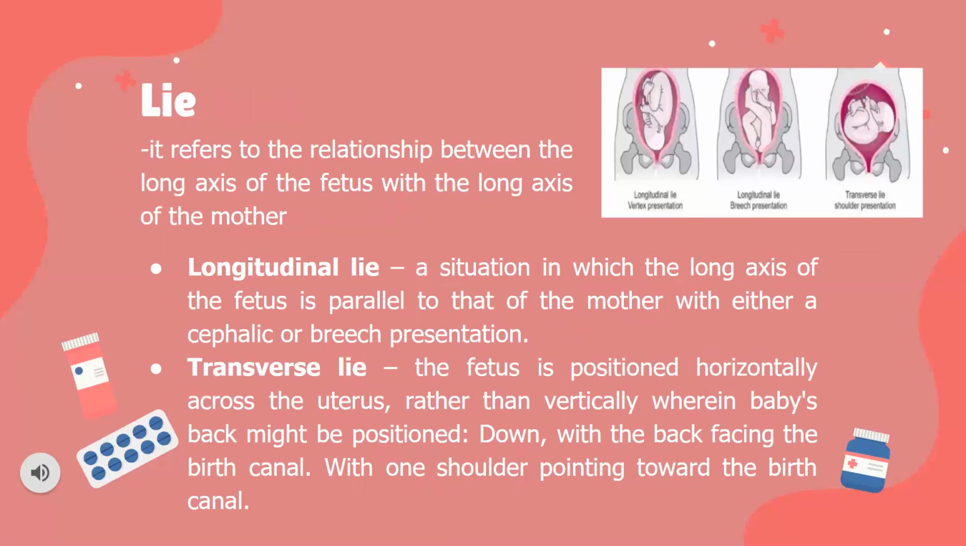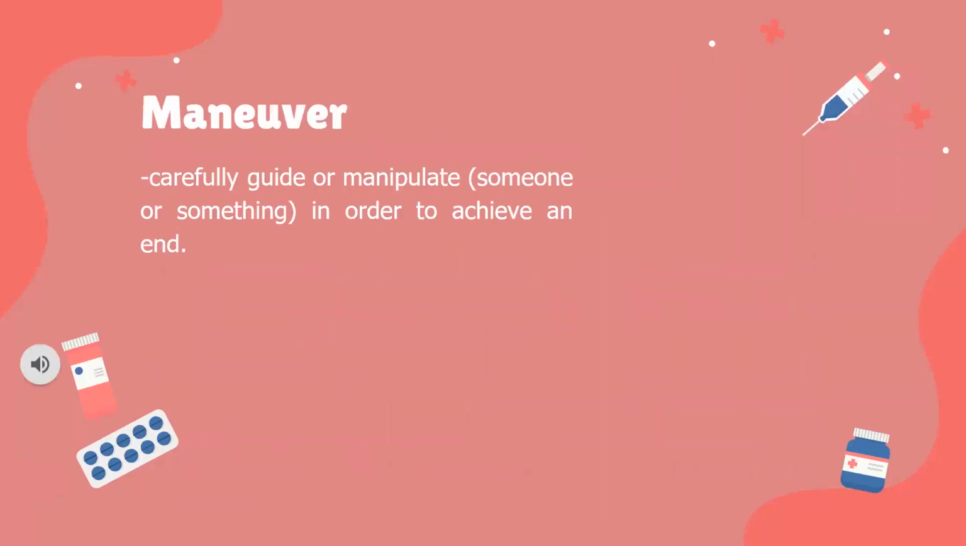Now we have the lie, which refers to the relationship between the long axis of the fetus with the long axis of the mother. So, we have the longitudinal lie, a situation in which the long axis of the fetus is parallel to that of the mother with either a cephalic or breech presentation. We also have the transverse lie. The fetus is positioned horizontally across the uterus rather than vertically, wherein the baby's back might be positioned down, with the back facing the birth canal, with one shoulder pointing towards the birth canal.